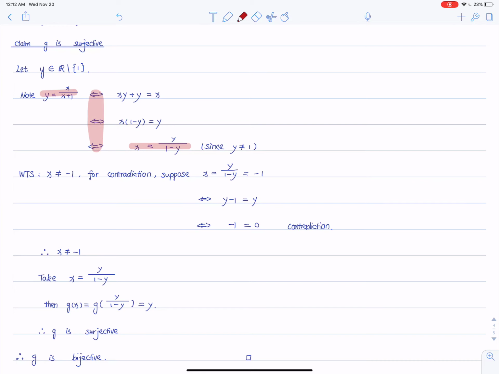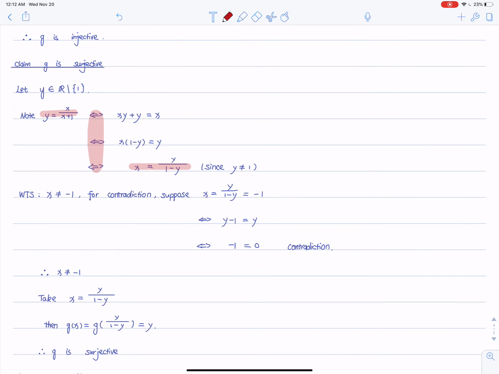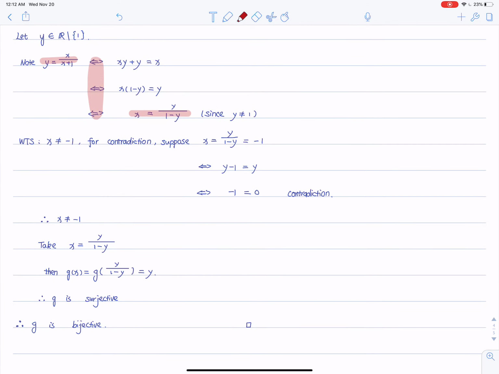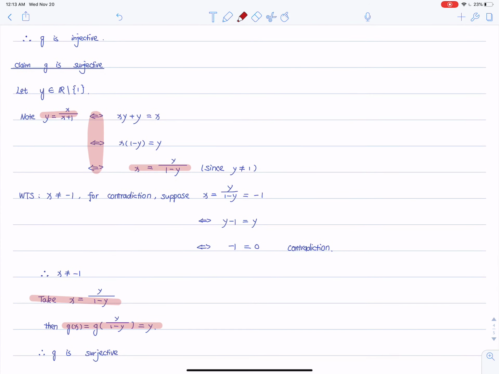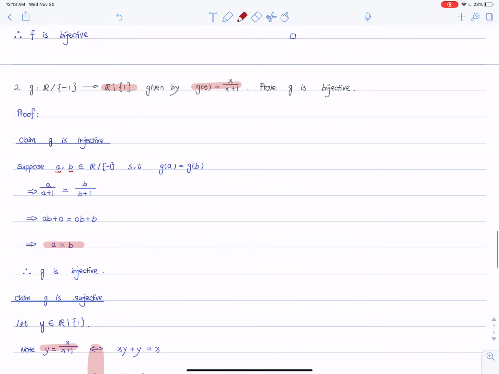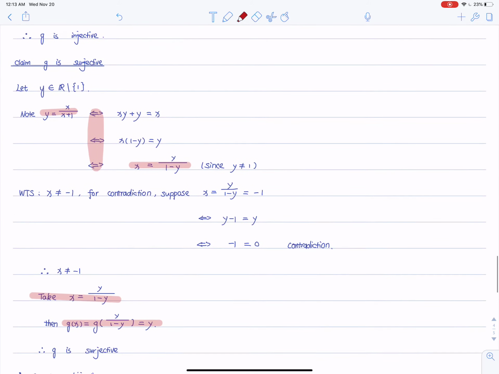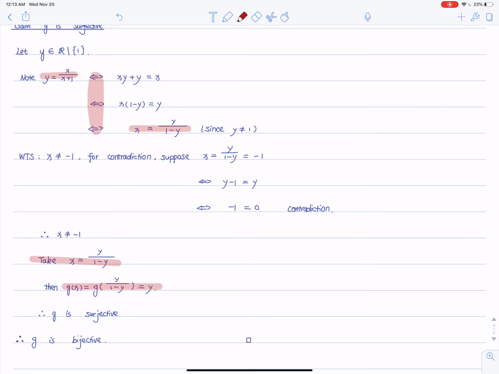Okay, so usually when you get here, you can just skip all those and just say take x equals to this, then your g of x would be your y. So usually you just need to do those, but this question is a little bit different because your domain excluded -1. That is why you need to show your x cannot be -1.